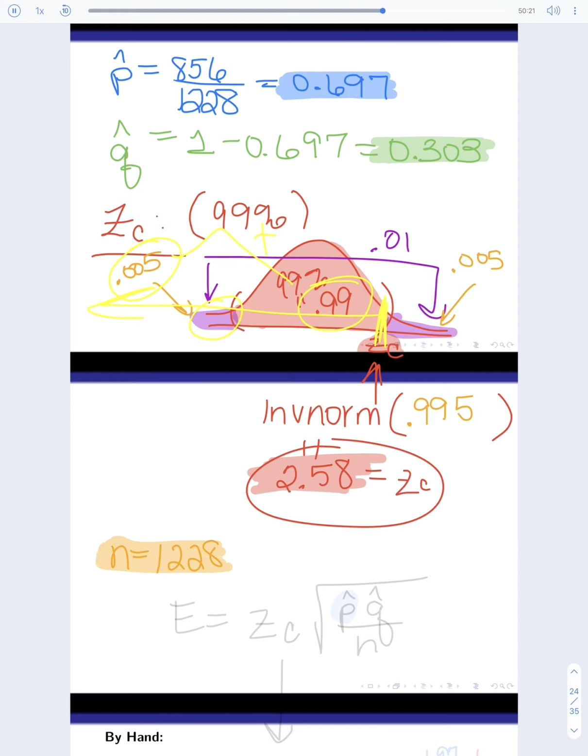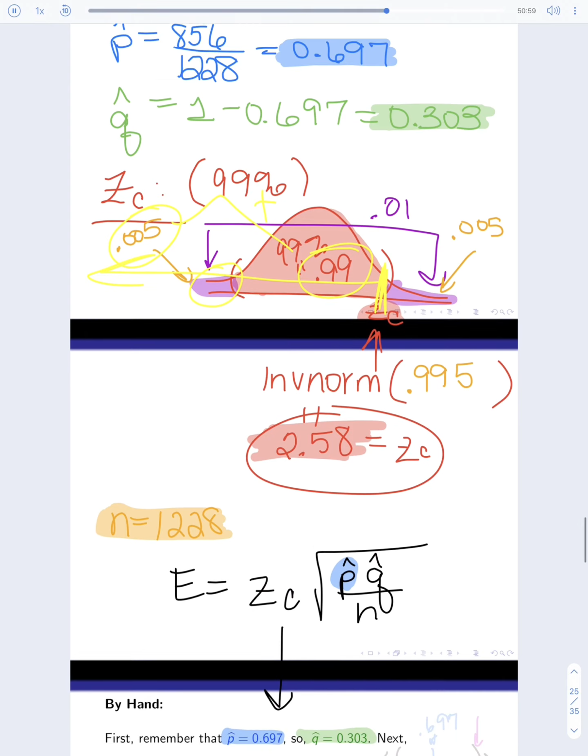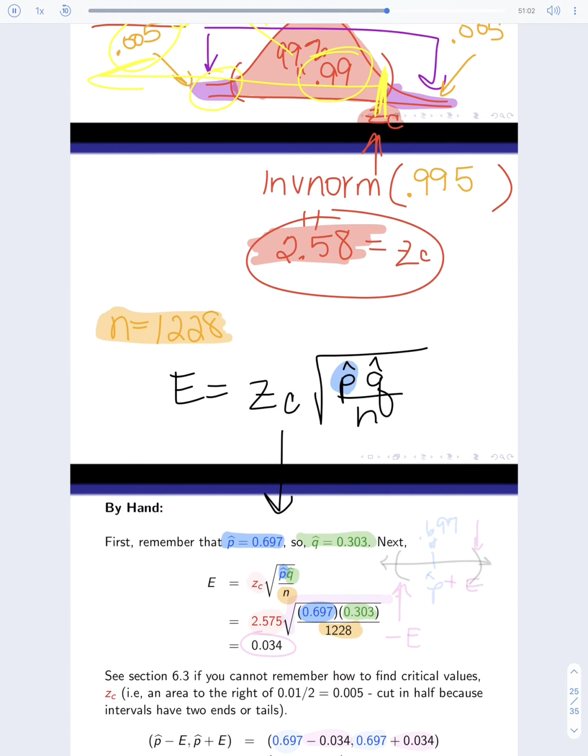Remember, our error formula is not pretty. It looks like the following. E equals z sub c times the square root of p-hat q-hat all over n. It's messy. So let's go ahead and see what happens here. We already had our p-hat, which we said was 0.697. We can input that. That's what goes underneath the square root first. And then we've got our q-hat, which would come next, the 0.303. And then we would divide that by our n, the 1228.